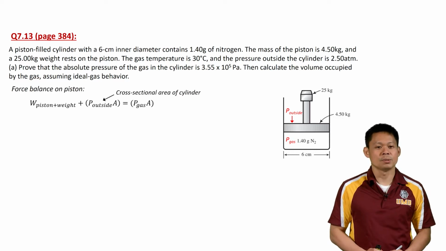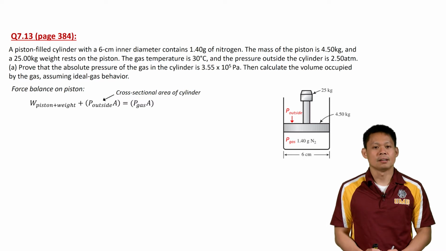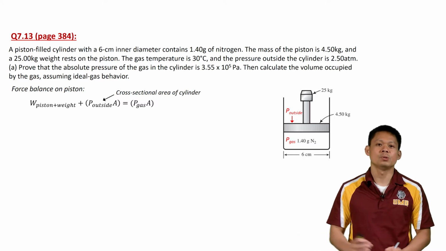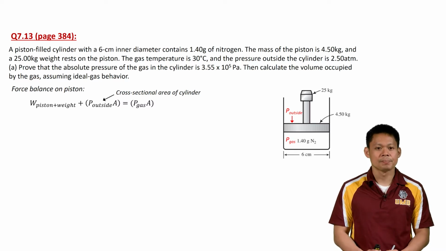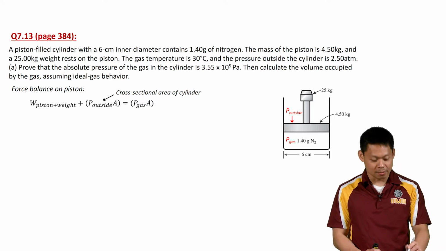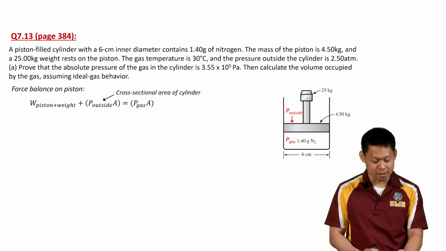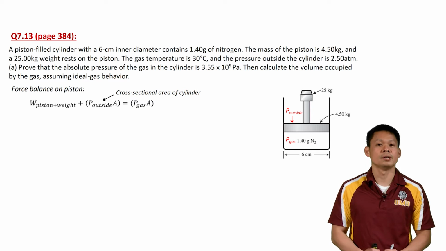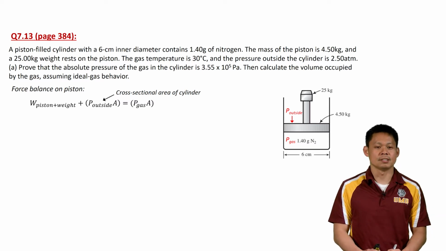So here's our force balance. We have the weights, the overall weight, which is the piston plus the 25 kilogram weight. We have the outside air, and that has to be equal to, or is held up by, the nitrogen gas in the cylinder. Now what you see here is that the weights are a force. Well, we have the masses for now, so we need to multiply that by our gravitational acceleration. In terms of pressure, pressure is a force per unit area, so we need to multiply that by A, which is the area over which the pressure is exerted. In this case, it will be the cross-sectional area of the cylinder.